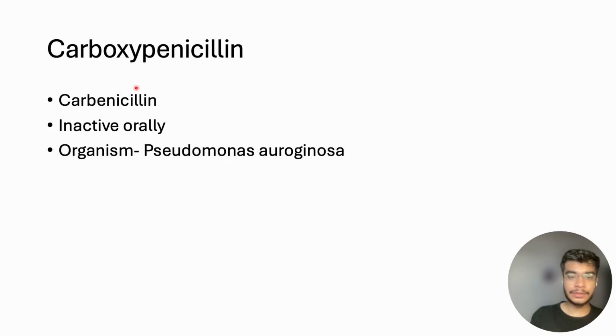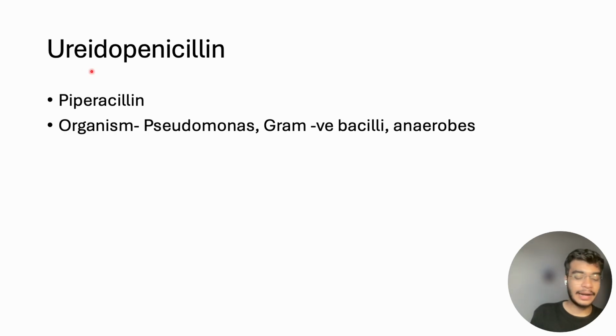Third category is carboxypenicillin. Carboxypenicillin has carbenicillin, the only drug. It is inactive orally. It is used against organisms like Pseudomonas aeruginosa. Another category is ureidopenicillin. In this category we have the drug piperacillin. Piperacillin is used against Pseudomonas, gram-negative bacilli, and anaerobes.